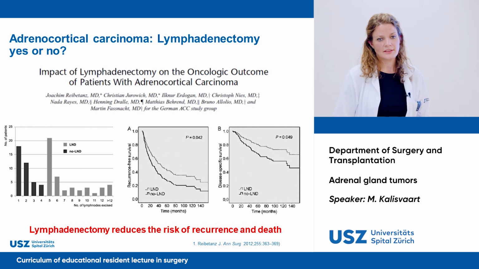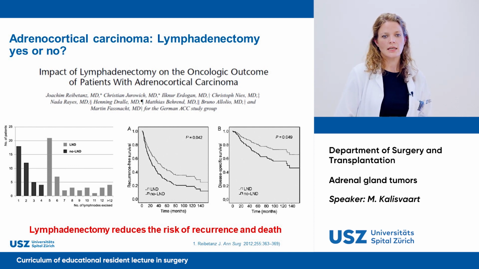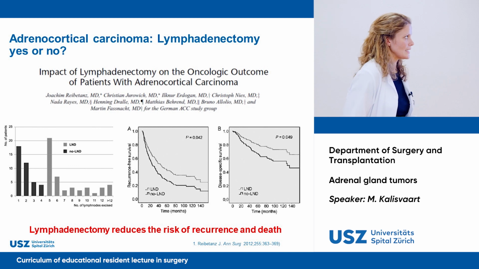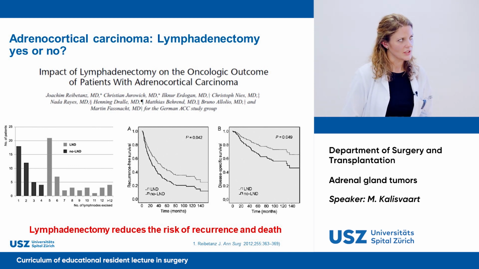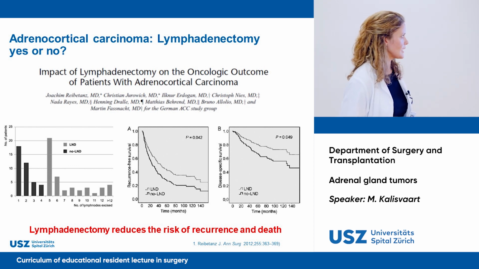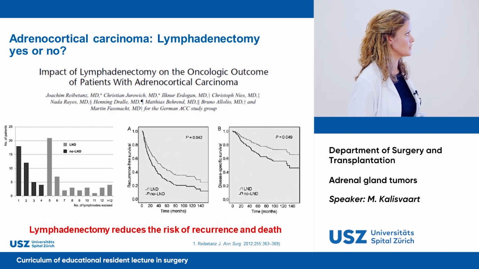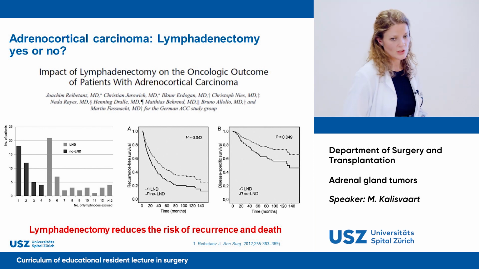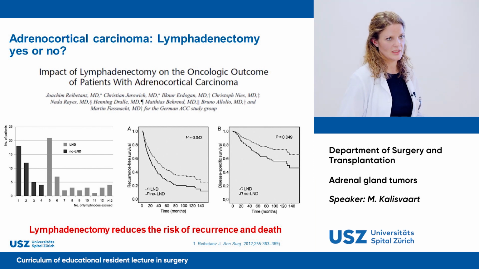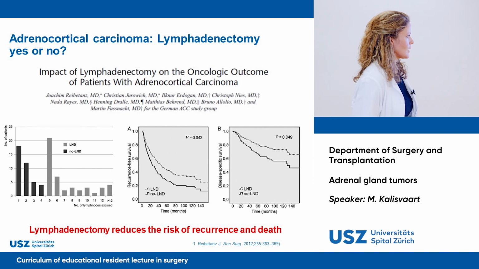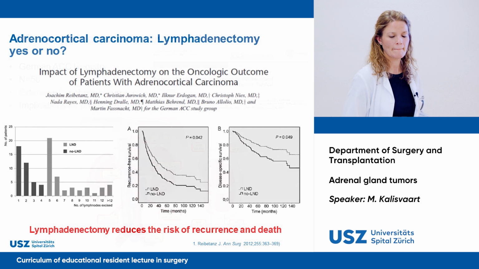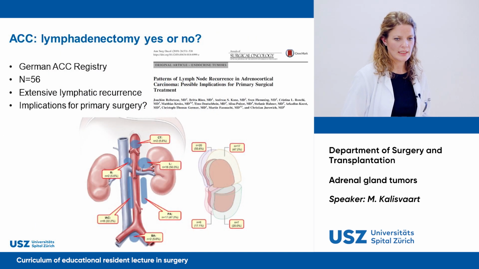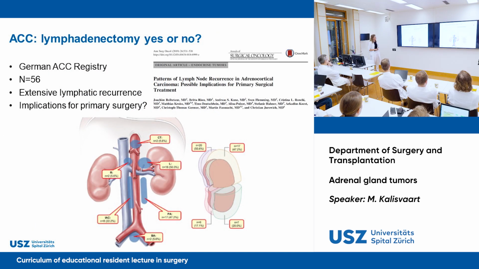Then at last, specifically for the adrenocortical carcinoma, so the malignant tumors, should a lymphadenectomy be performed? This is from a German group where they looked at patients who underwent resection for the carcinoma, and in case a lymphadenectomy was performed, they actually had better outcomes with a reduced risk of recurrence and also disease-related death. And the same group, the German ACC registry, had a further look at their outcomes.